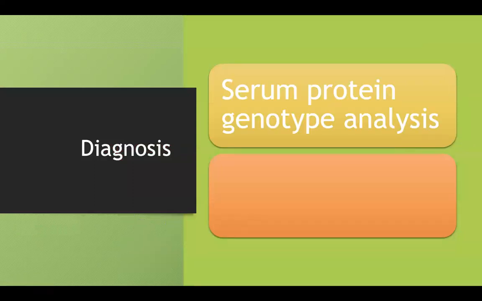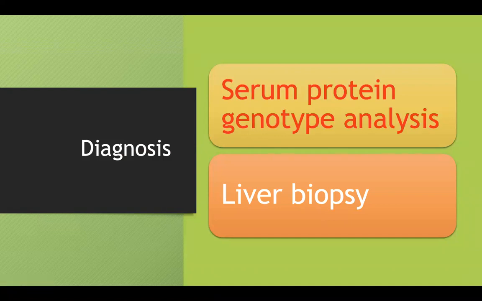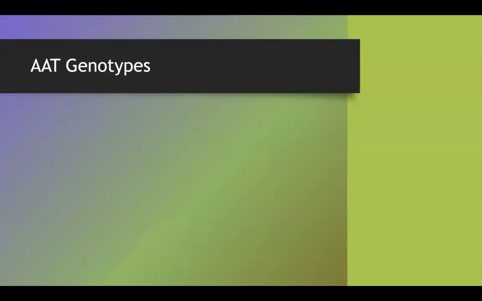So in order to diagnose alpha-1 antitrypsin deficiency, you can do what's called a serum protein genotype analysis. And you can also do a liver biopsy, which shouldn't surprise you because for most of the conditions we've seen so far, a lot of times the gold standard is this liver biopsy. I do want to spend a little bit of time on this serum protein genotype analysis because they do test the inheritance mechanism of alpha-1 antitrypsin, because it's a codominant disorder.